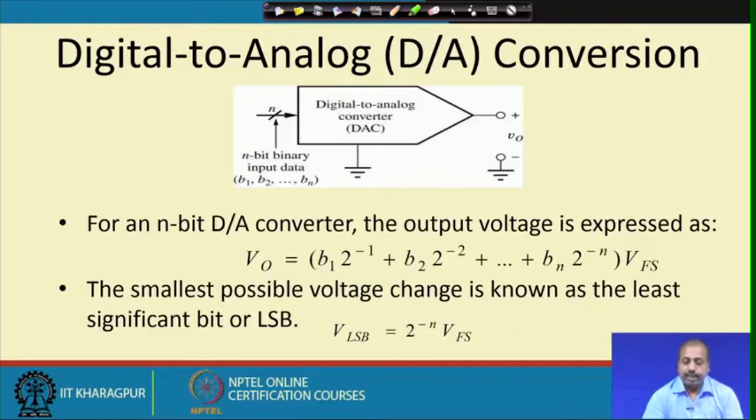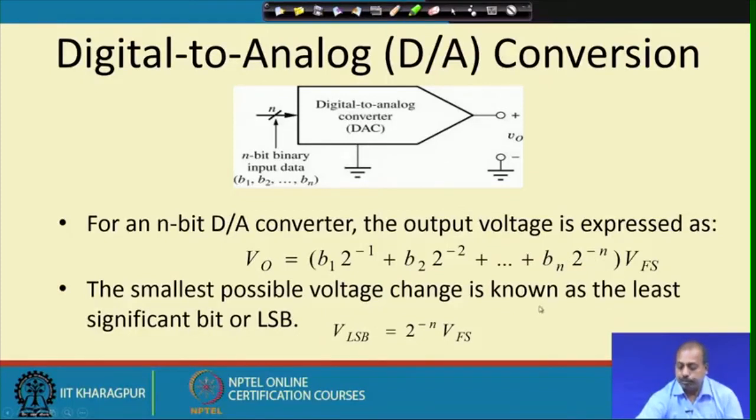In general, if VFS is the full scale voltage, the values range from 0 to VFS. If all these bits, B1, B2, up to Bn, are zeros, then you get 0 at the output. On the other hand, if all these bits are 1, then you get an output VO that is very close to VFS, just slightly less than VFS.